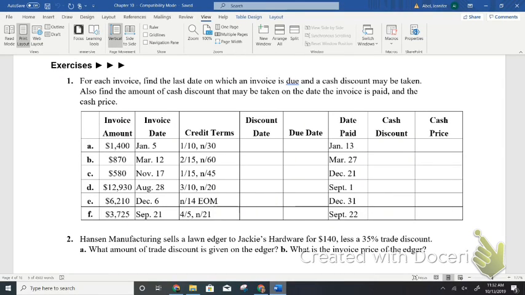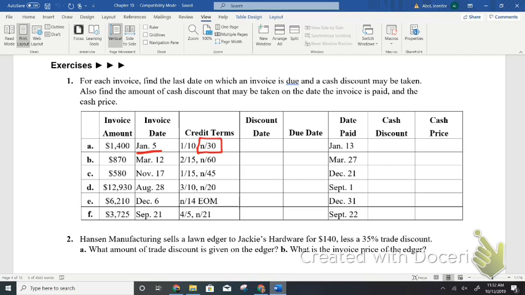In this video, we're going to take a look at how cash discounts work. Cash discounts are offered by sellers to buyers as an incentive to get them to pay their bills early. So any place where you see something like N/30, that tells you how many days after the invoice date that the full payment is due. So N/30 means that 30 days after, in this case, January 5th, the full payment is due.